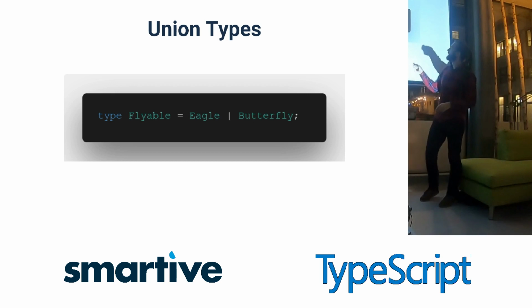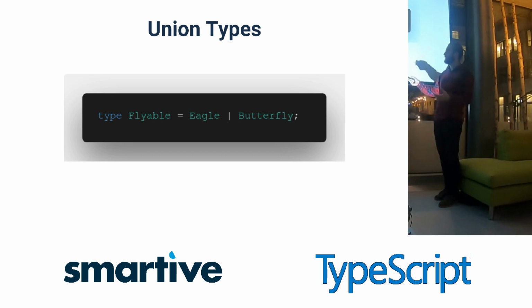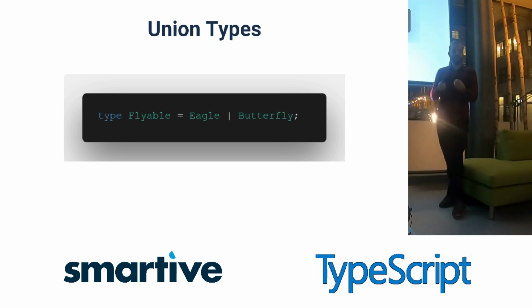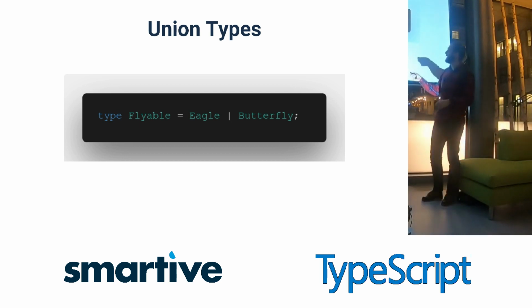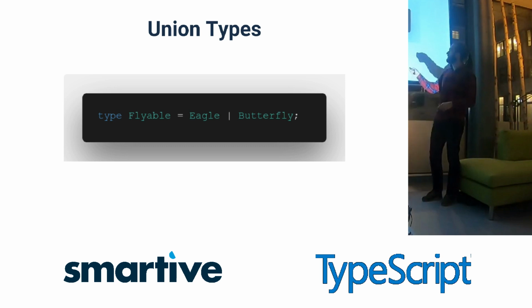Then what you have is union types. This is the opposite, right? It's the union of the two sets. What you get is a type that has only the intersection of the properties, or basically the ones that they have in common. So the eagle and the butterfly can both fly.